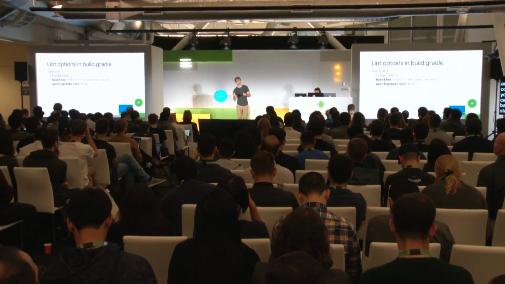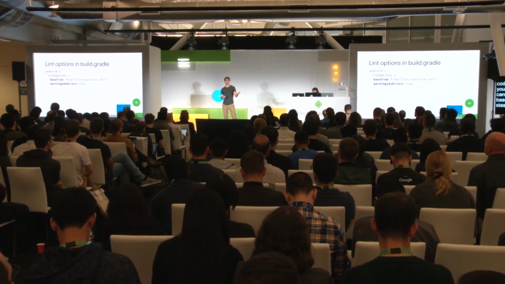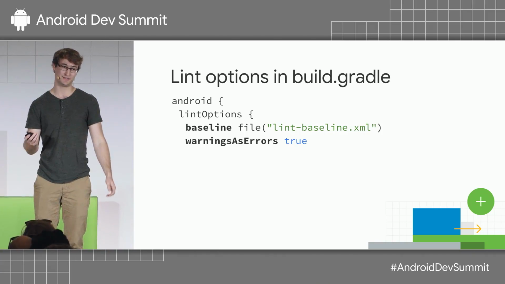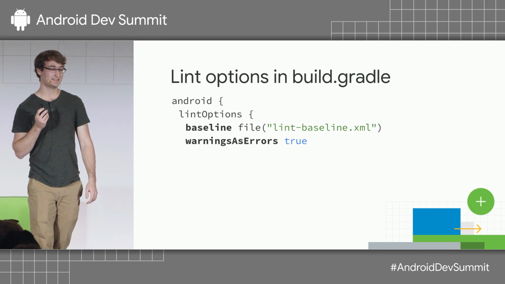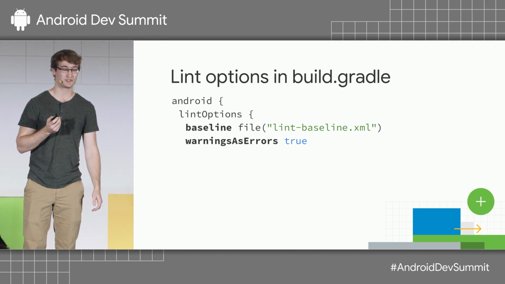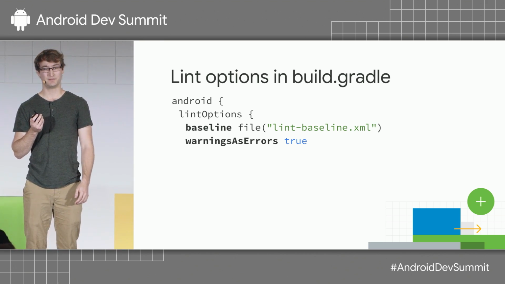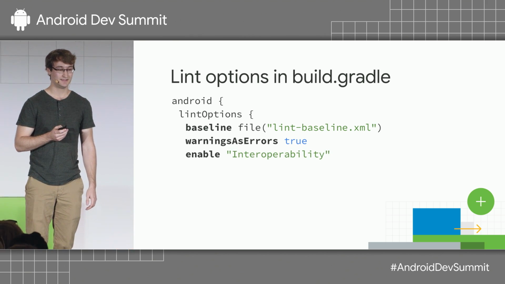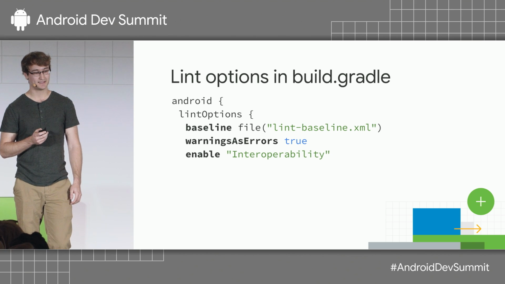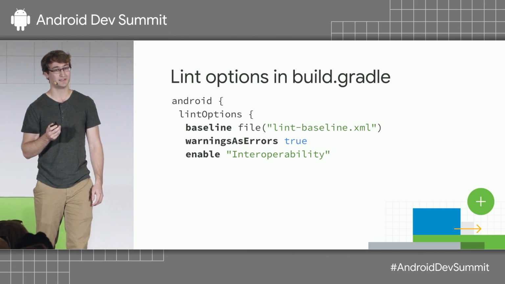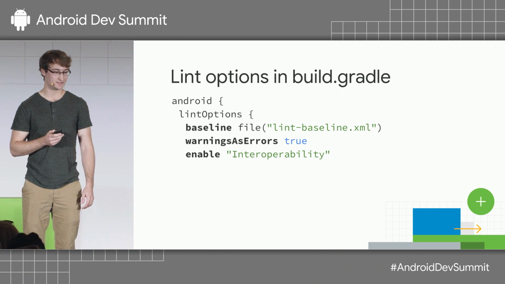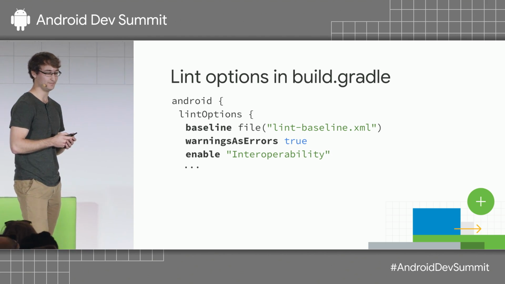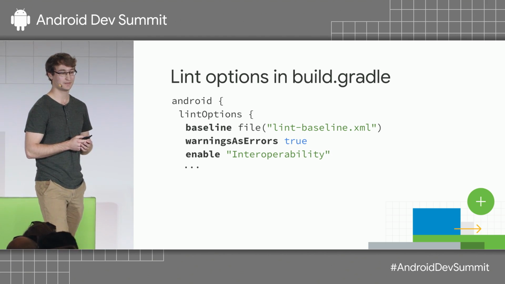Once you have a clean slate, either through Lint's baseline or because you have a new project and you just want to say, hey, I want to have clean code forever, starting now, you can turn on warnings as errors. I really encourage you to try this out. It might not be for everyone, but if you care about clean code, definitely try to get this to work for you. And then, like in the last slide, you can enable specific checks that are not on by default, like interoperability. So some of you already have this Lint options block set up.